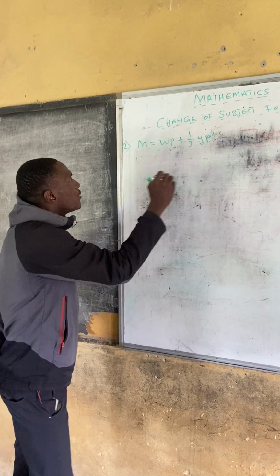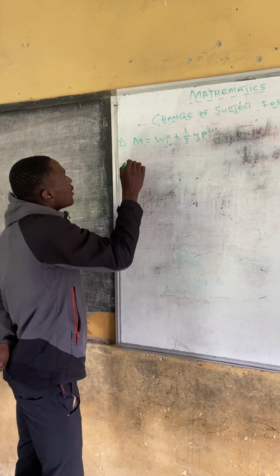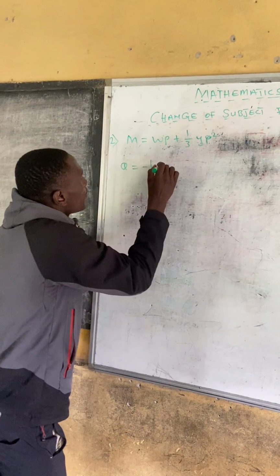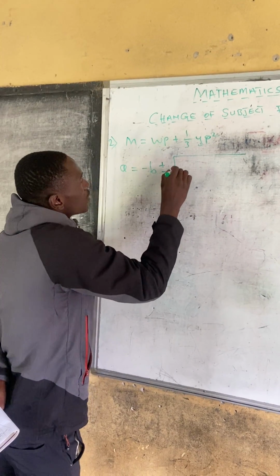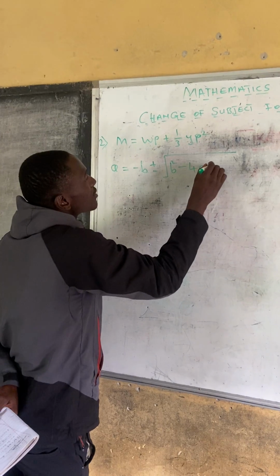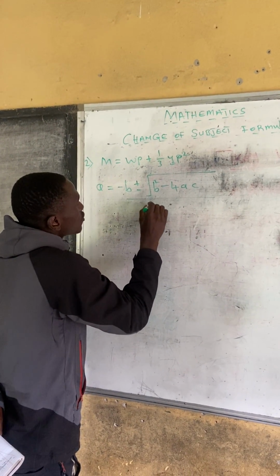Now, the formula for quadratic, which is called the almighty formula, is: if you say P is equal to minus B plus or minus the square root of B raised to power 2 minus 4AC, all over 2A.